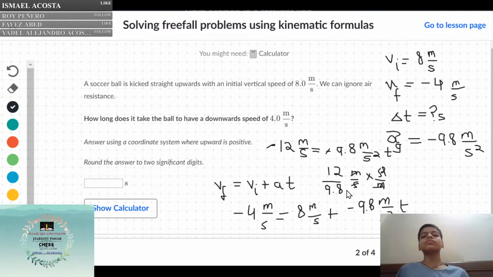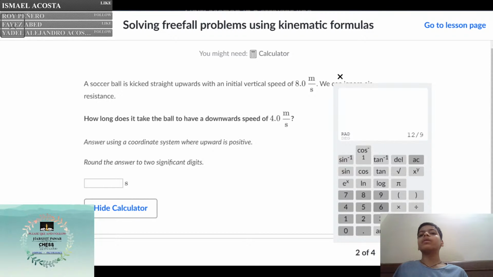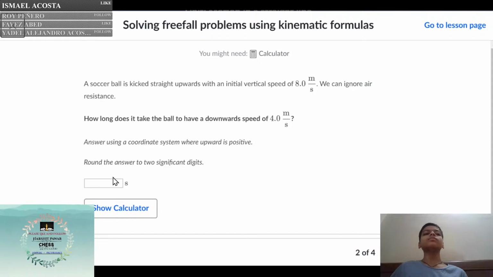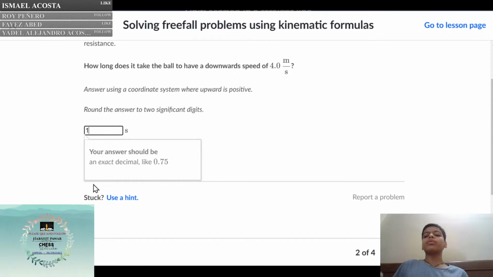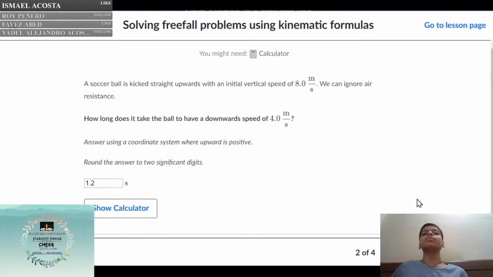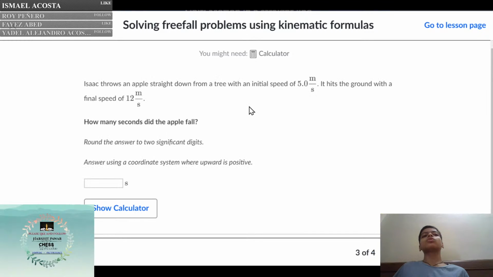So 12 divided by 9.8 is equal to 1.2 when rounded to two digits. So after approximately 1.2 seconds, we'll reach a downward speed of 4 meters per second. Correct.